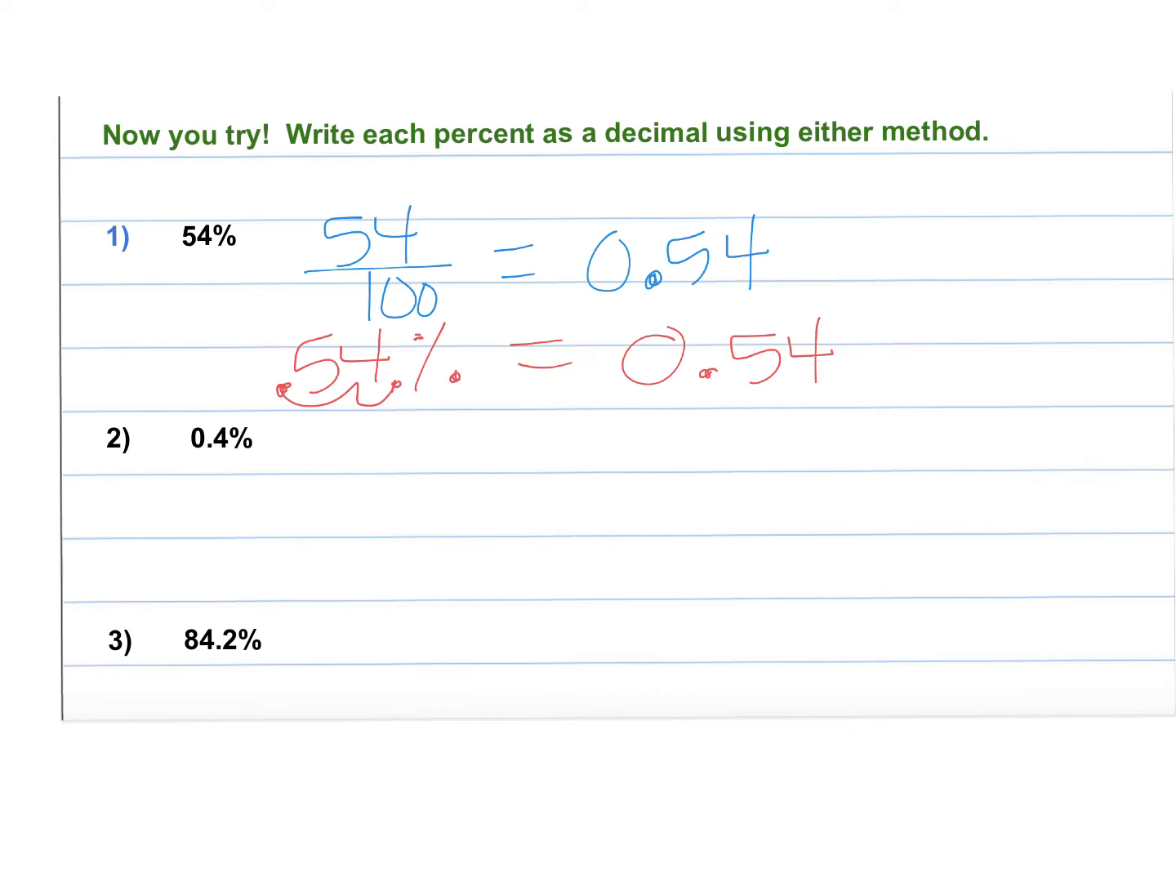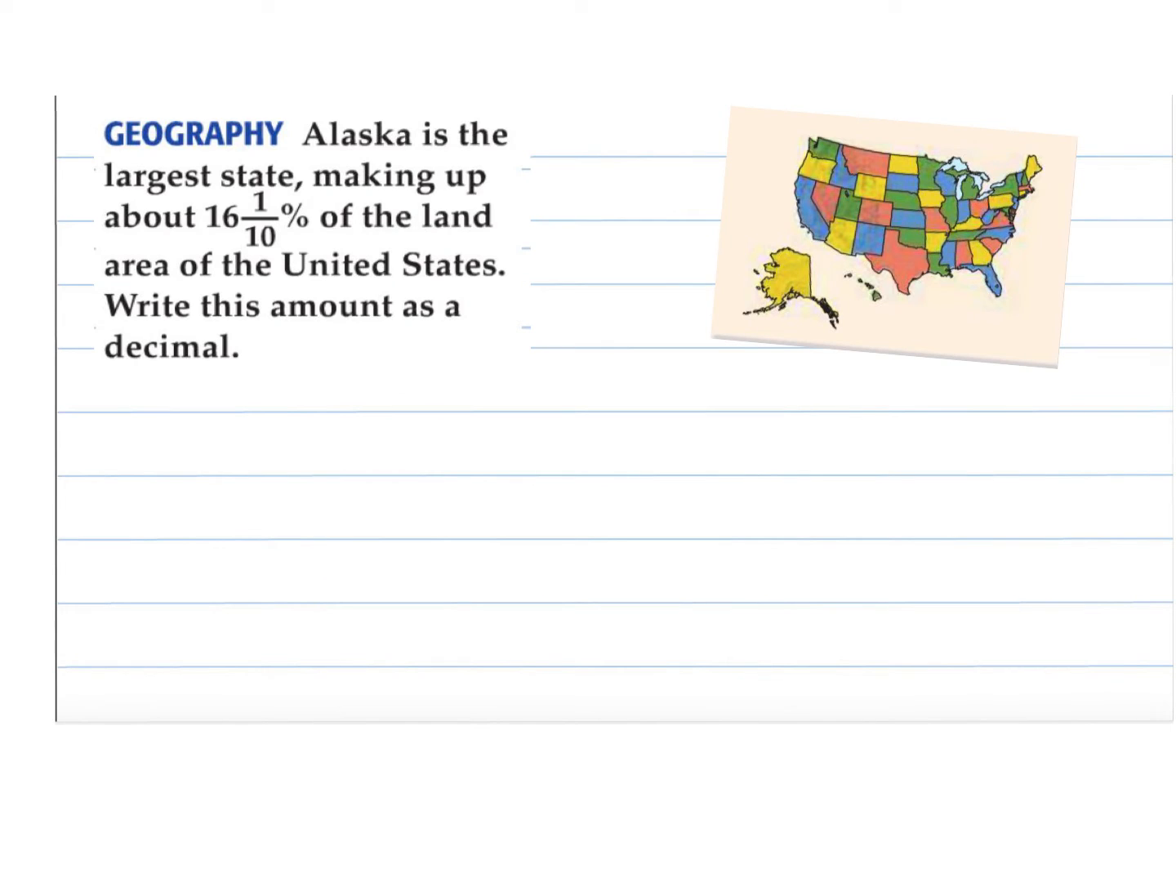0.4%, so 0.4% is less than 1%. It's a very, very, very small percent. So that means that my decimal is also going to be very, very small. So I already have a decimal in my percent, so I'm going to go over to the left 2, leave a spot there to add a 0. So my answer is going to be 0.004. And then 84.2%, take this decimal, go to the left 2, always add a 0 before the decimal if there's not one, so 0.842.